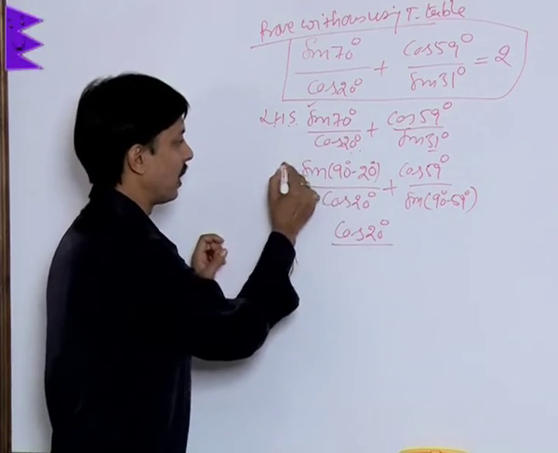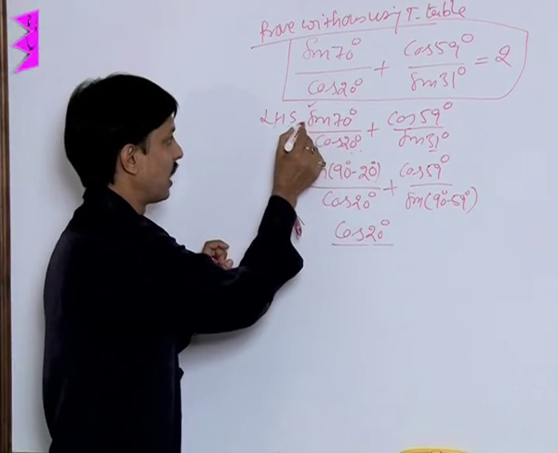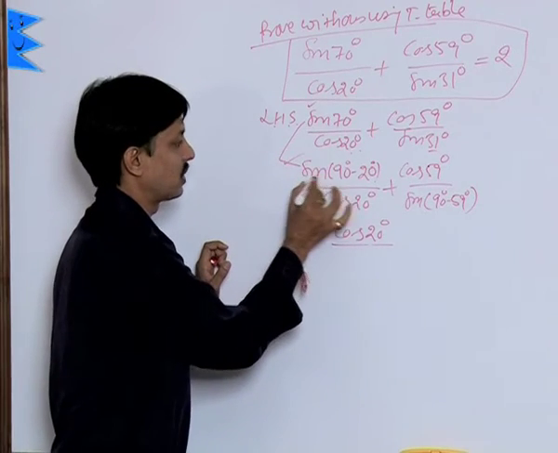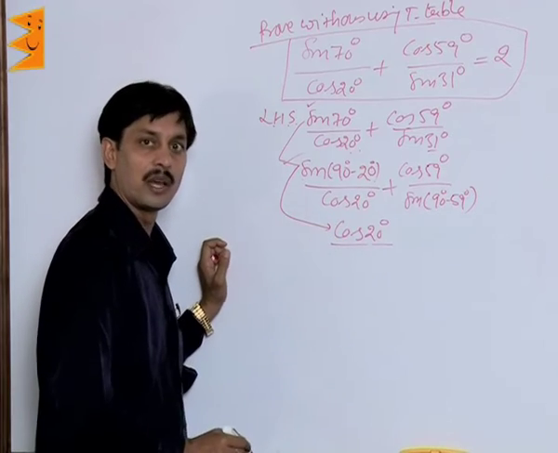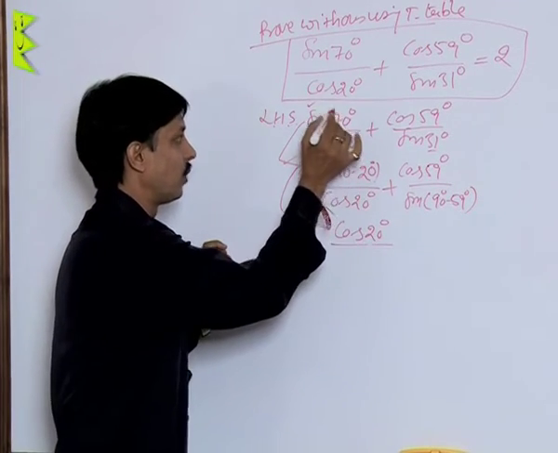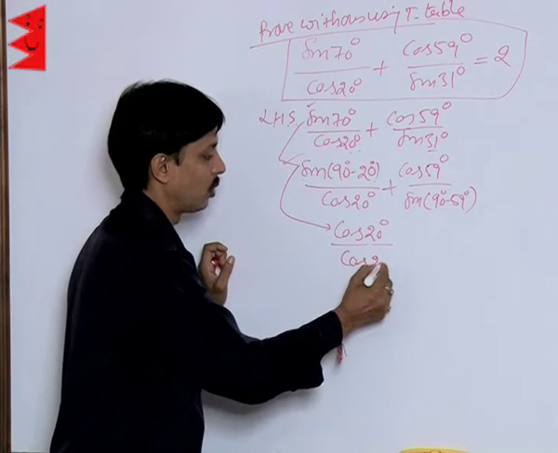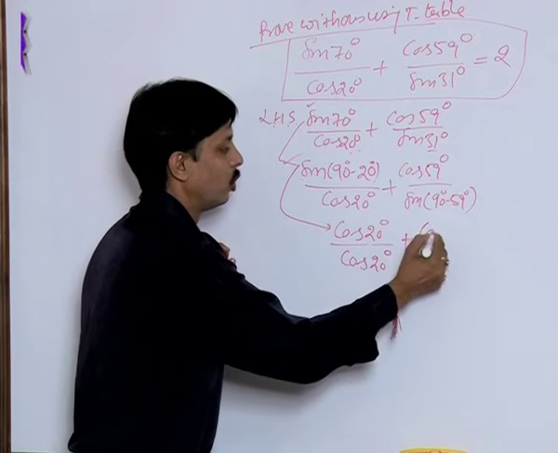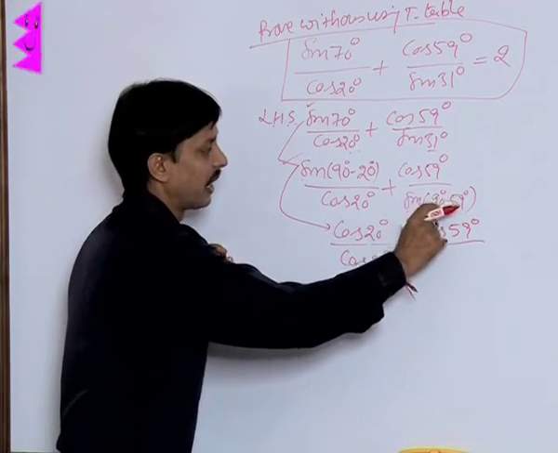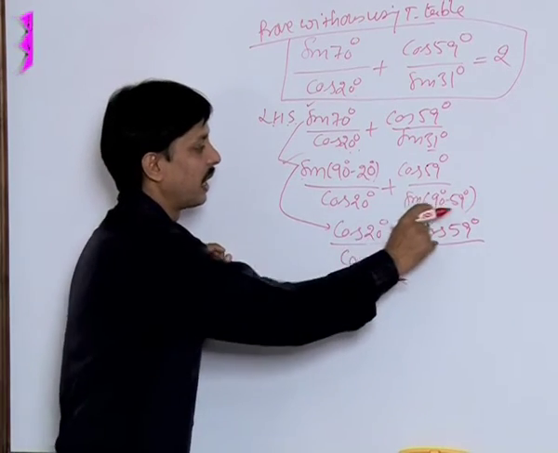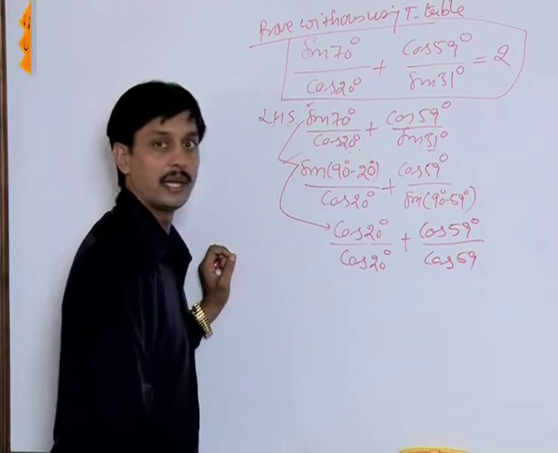So by using the first, sin 90 minus theta is cos theta, the sin 70 is converted to sin 90 minus 20, then sin 90 minus theta is applied by the complementary relation. We have obtained the value of sin 70 as cos 20, and the denominator is already cos 20 degree, plus the numerator is cos 59 degree upon sin 90 minus 59. Sin 90 minus theta is what? Cos theta, that is cos 59.